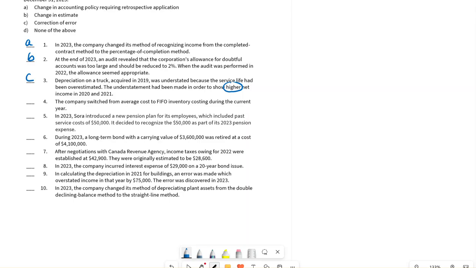So when we switch from one accounting method to another accounting method, for example we switched from weighted average to FIFO, that is switching a method from one policy. It's switching a method.